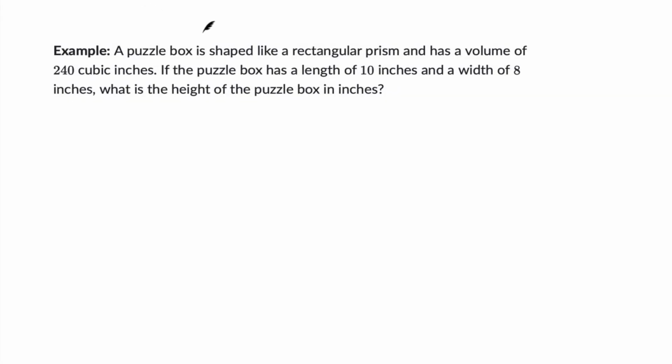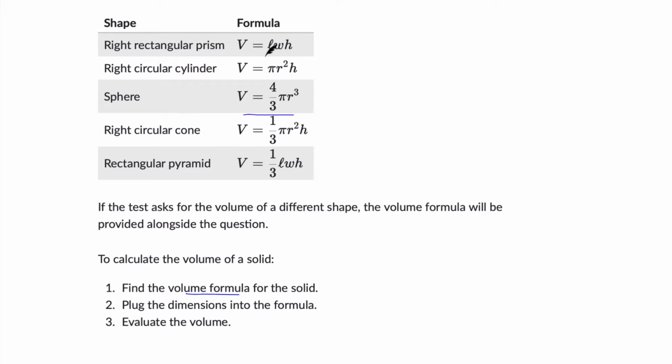Next example. A puzzle box is shaped like a rectangular prism and has a volume of 240 cubic inches. Now the volume is already given to us. If the puzzle box has a length of 10 inches and a width of 8 inches, what is the height of the puzzle box? It's very simple. You apply the formula and you will get your answer. The volume of a right rectangular prism is this, length into width into height. This is something that you need to remember.